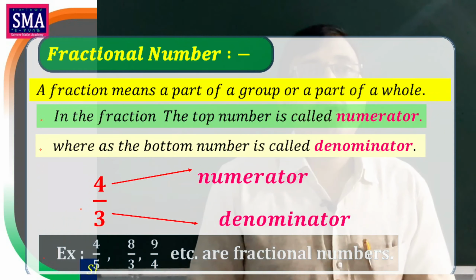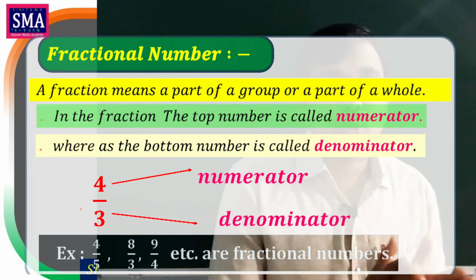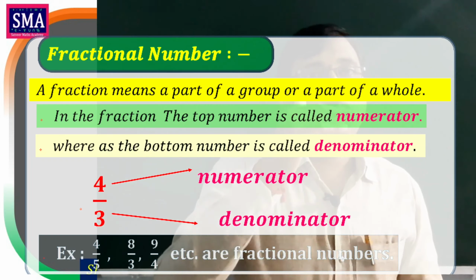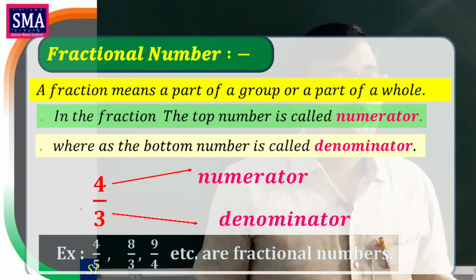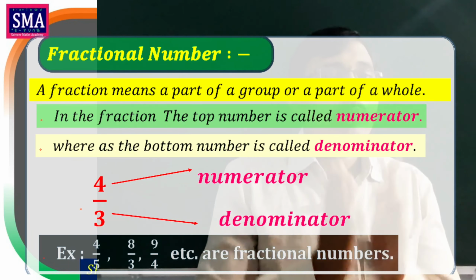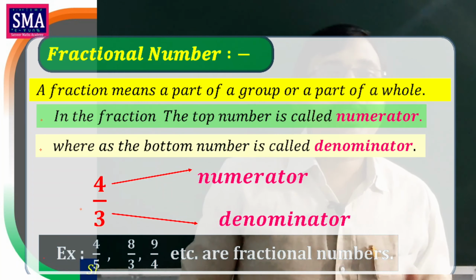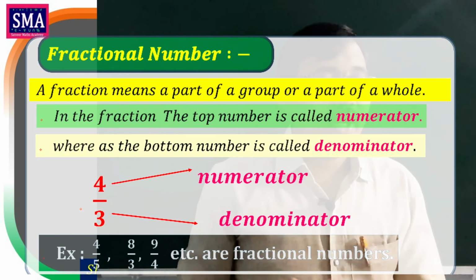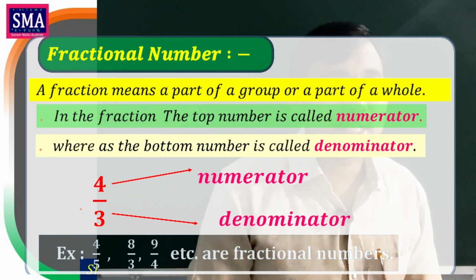A fraction means a part of a group or a part of a whole. In a fraction, the top number is called the numerator, and the bottom number is called the denominator. For example, in 4 by 3, 4 is the top number, called the numerator, and 3 is the denominator. Examples: 4 by 5, 8 by 3, 9 by 4, these are fractional numbers.